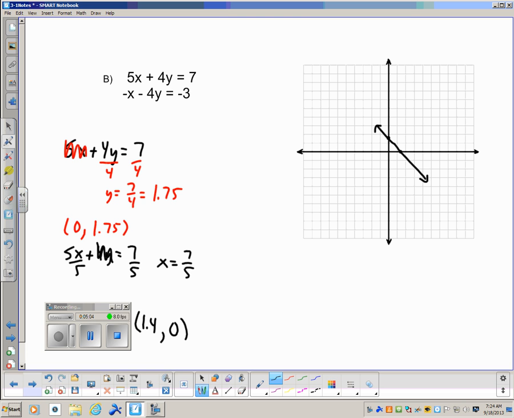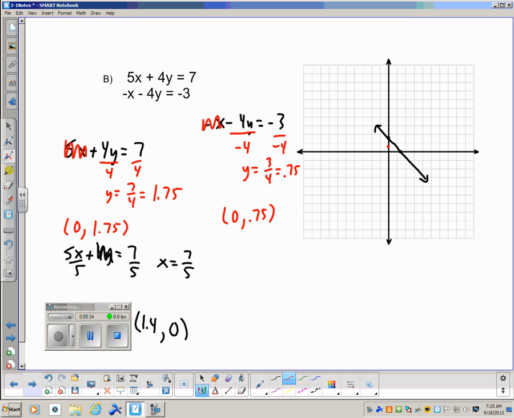And then I've got my other equation: negative x minus 4y equals negative 3. I'm going to cover up the x value, so now my x is going to be 0. And I can divide by negative 4. So I get y equals 3/4, or 0.75. So plotting that out, 0 and then 0.75.